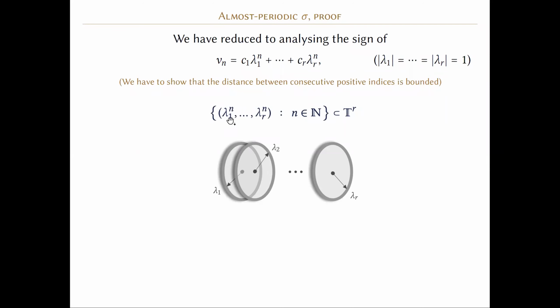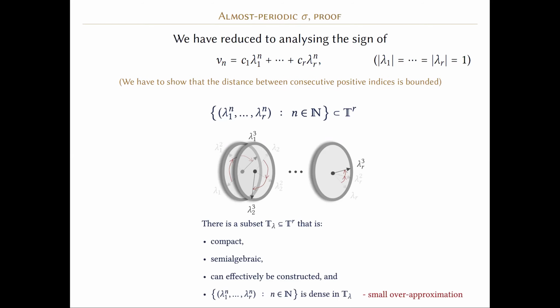So observe that when we raise lambda 1 or lambda 2 or lambda r to a power, because they are on the unit circle, essentially we do a multiplication by a fixed angle. This set of powers is not easy to describe, but luckily, there's a small over-approximation. There is a set T sub lambda that is the subset of this r-fold product of unit circles that is compact, semi-algebraic, and the formulas that describe it can be effectively computed. But most importantly, this T sub lambda is equal to the closure of this set. That is, this set is dense in T lambda.